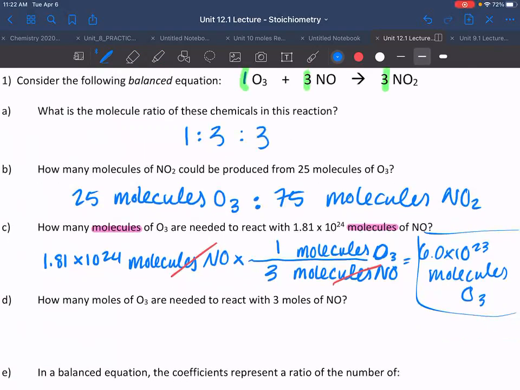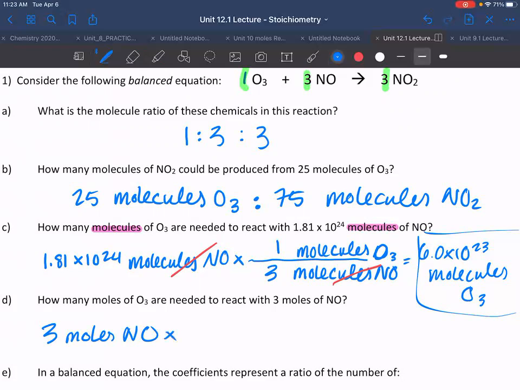Now, if we simplify it a little bit, let's just work with a whole number here, because this is probably a little bit more what you'll see. So it's asking how many moles of O3 are needed to react with 3 moles of NO. So we start with the value given, 3 moles NO.